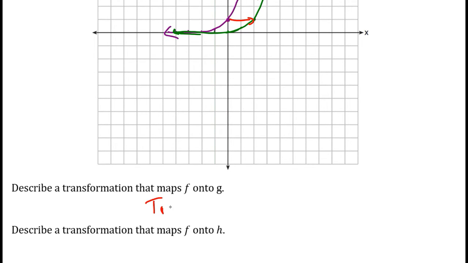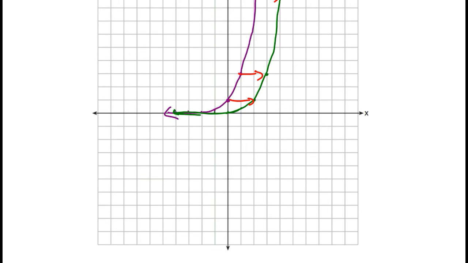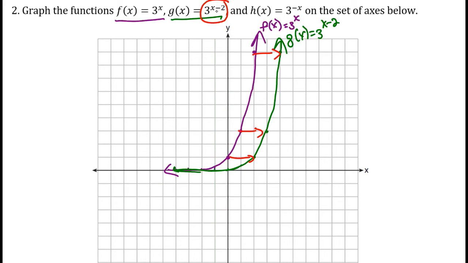So I'm going to translate right 2 units. And that should make sense in terms of the equation, because inside the exponential function, I have an x minus 2. That's inside the function. So because it's inside, that's a horizontal shift. Horizontal shifts go the opposite way. That's not really a negative 2 sitting there. That's really a plus 2, so it shifts right 2. That makes sense of why that happened, because that shift was inside the function.